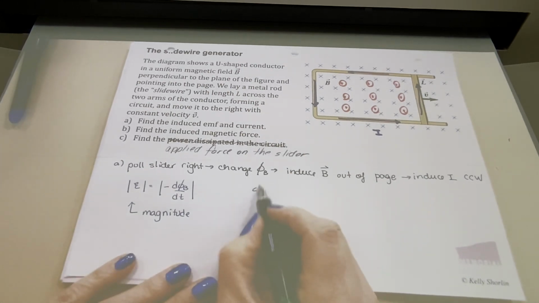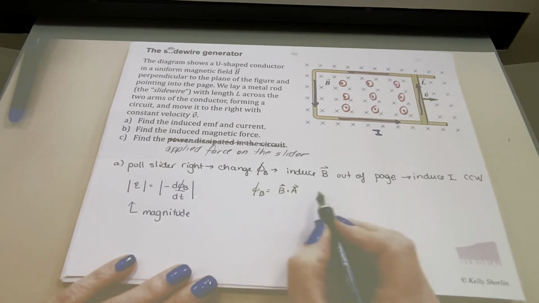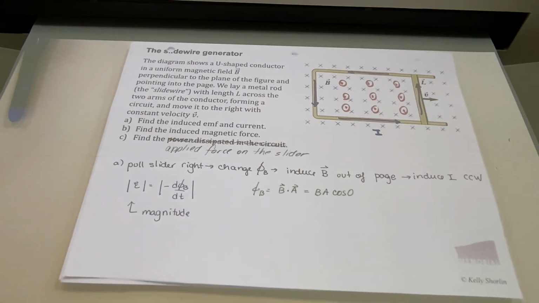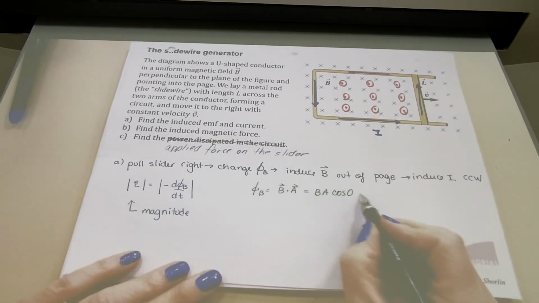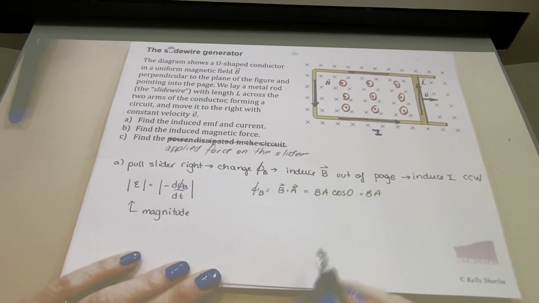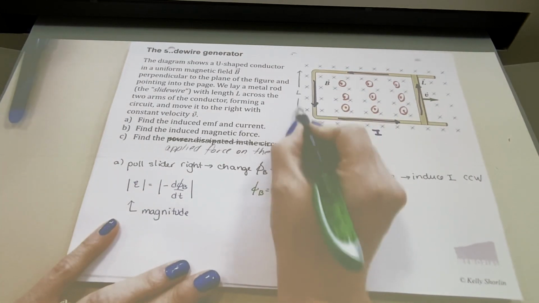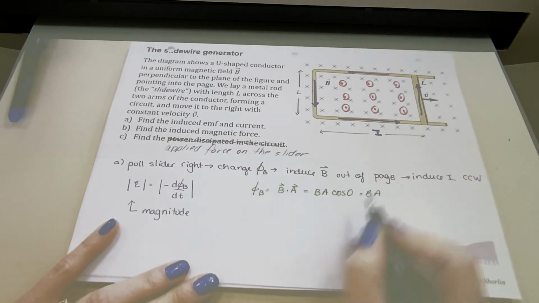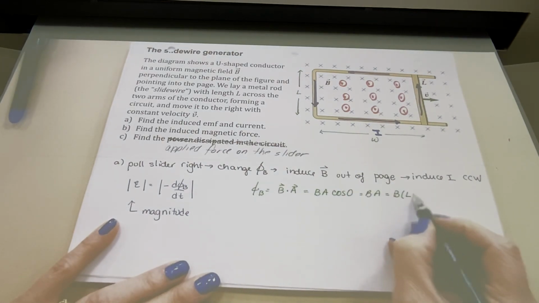Our magnetic flux, phi B, is the magnetic field dotted with the area, equals B times area times cosine of 0. So the field is out of the page, the area is out of the page, those two things are parallel, so the angle is 0 degrees. So we've got B times A. A refers to the area of the loop. So we've got a length here that we've labeled L. And then in the horizontal direction, we can label that W for width. So area is length times width.